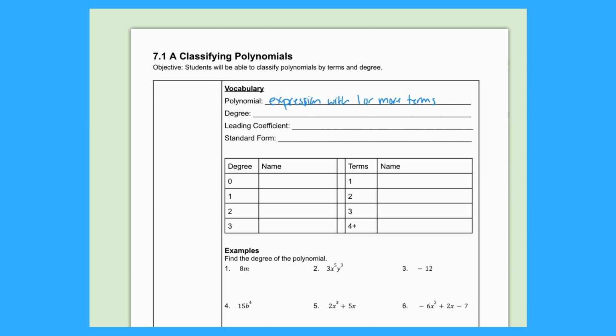But there are also a couple things that are not a polynomial. So we have some rules that follow for the terms. Those terms cannot have any of these things. So if it has these things, it's not a polynomial. So it can't have negative exponents. It can't have decimal or fraction exponents. And it can't have variable exponents.